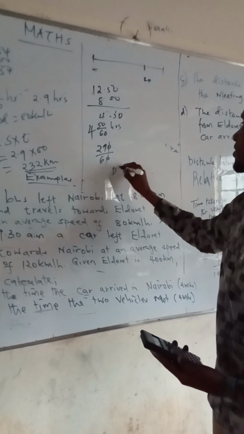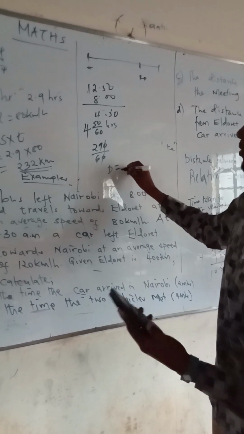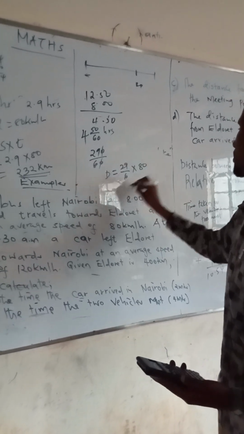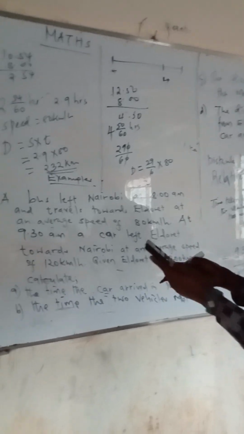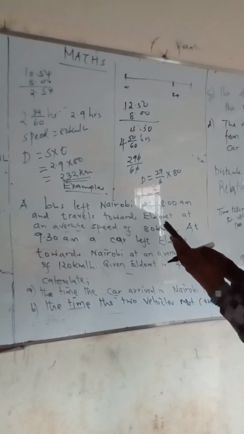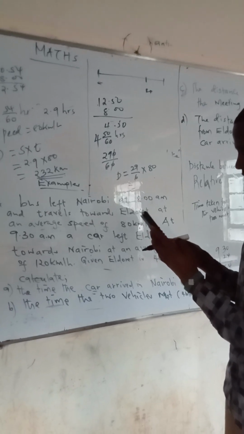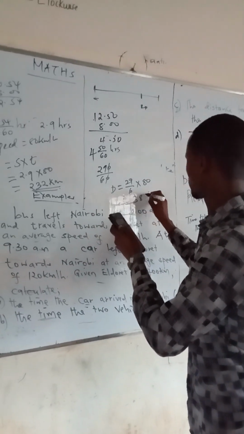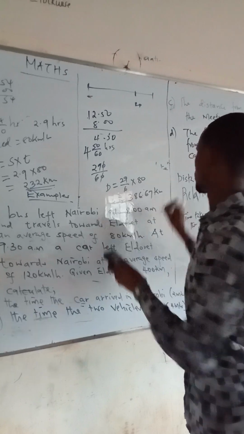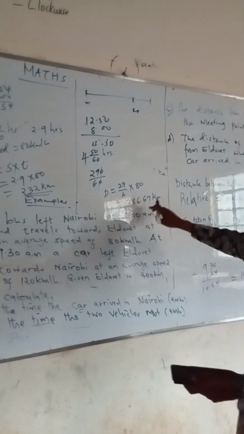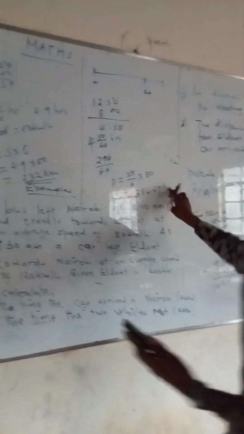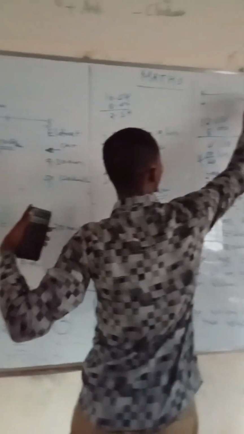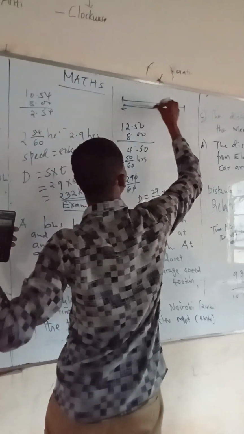And now to get the distance, I will say the distance will be 29 all over 6 times the speed of the bus, which is 80. That will give us 386.67 kilometers. So by the time the car arrives in Nairobi, the bus will have covered this distance.